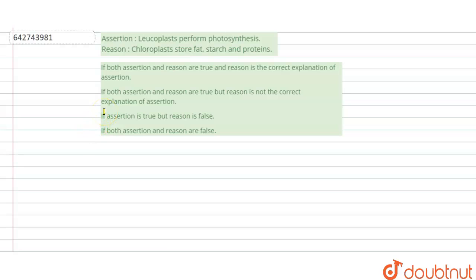So the question here is that the assertion statement says that leucoplasts perform photosynthesis. The reason is that chloroplasts store fats, starch and proteins. So we need to tell whether both assertion and reason are true and the reason is the correct explanation of the assertion; both are true but the reason is not the correct explanation; assertion is true but reason is false; or both assertion and reason are false.